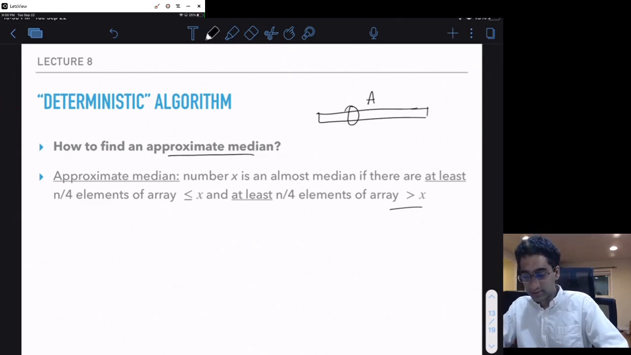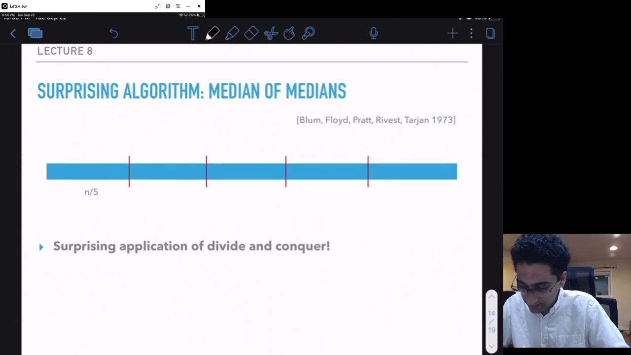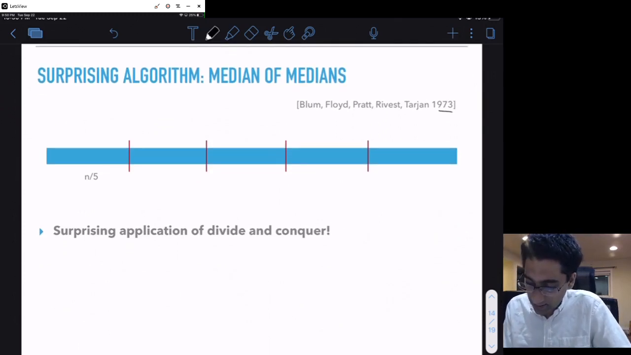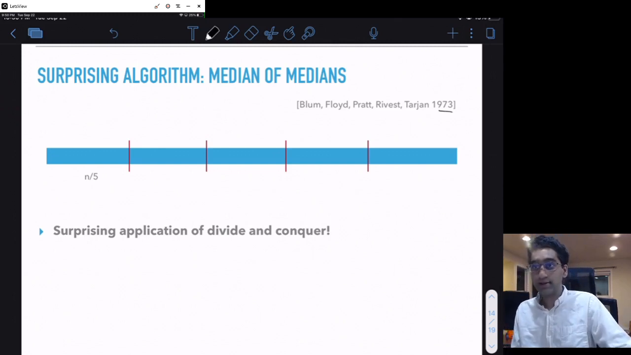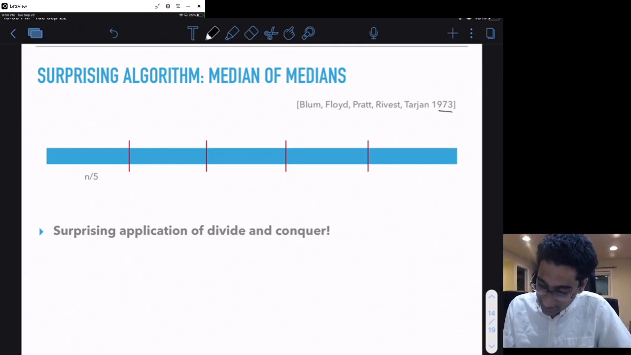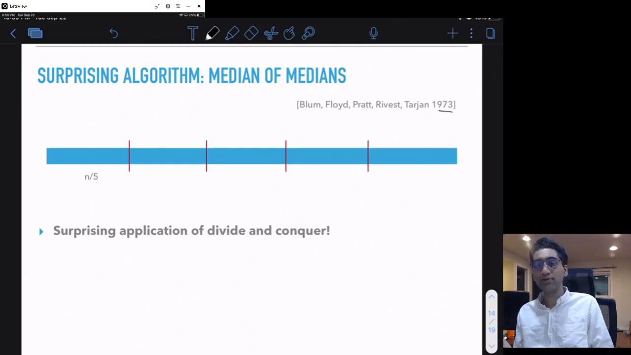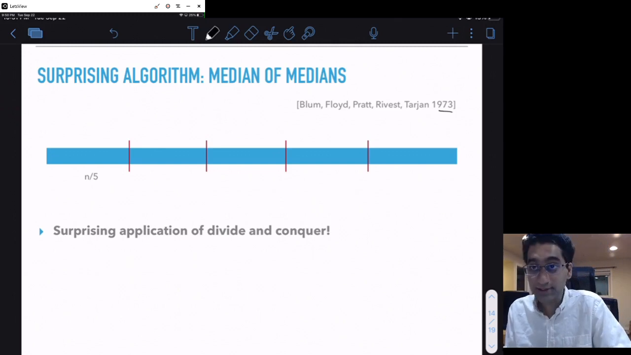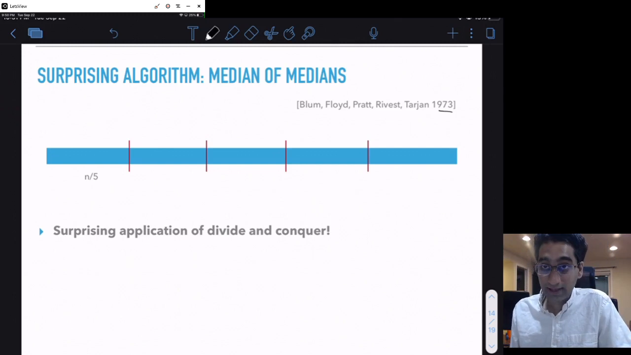Right, so this is an algorithm that came up in 1973, and it was by Blum, Floyd, Pratt, Rivest, and Tarjan. I put up the names because these are all like stars in the field. It's remarkable that they all wrote a joint paper about something as basic as this. So it also shows that the algorithm is pretty clever. Okay, so how does the algorithm work?